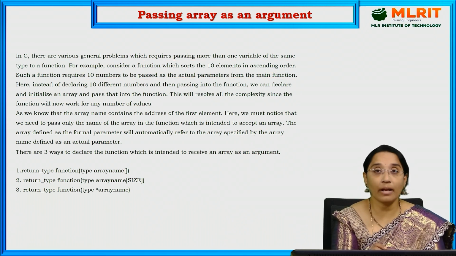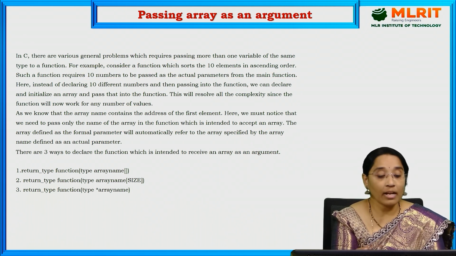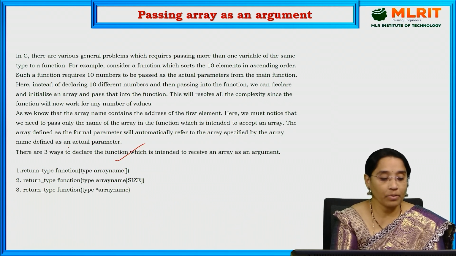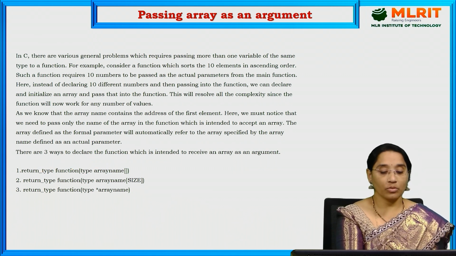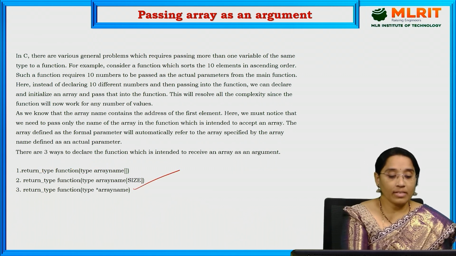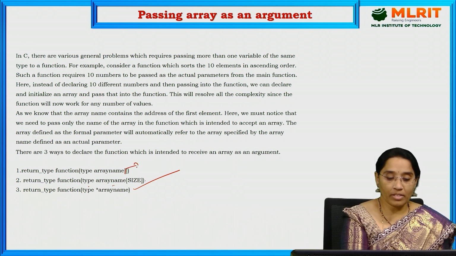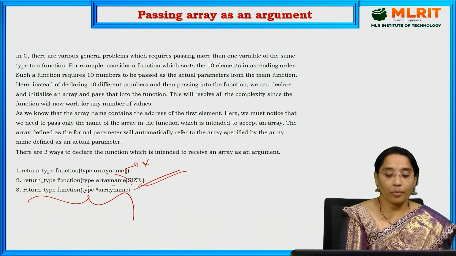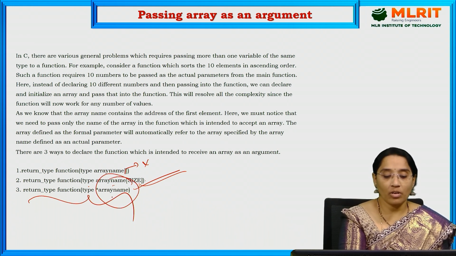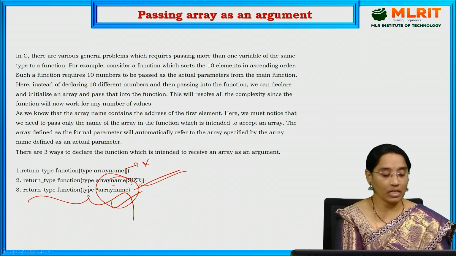So how to declare it: there are 3 possible ways to declare such a function. The first one: return type, function name, type and array name. The second: return type, function name, type, array name and size. Here we have not mentioned the size, that is also okay. And in this case we have specified the size, that is also okay. Or else you can use a pointer to refer: type, pointer, array name. That is also one way of writing. So you can do it in any of these three ways.